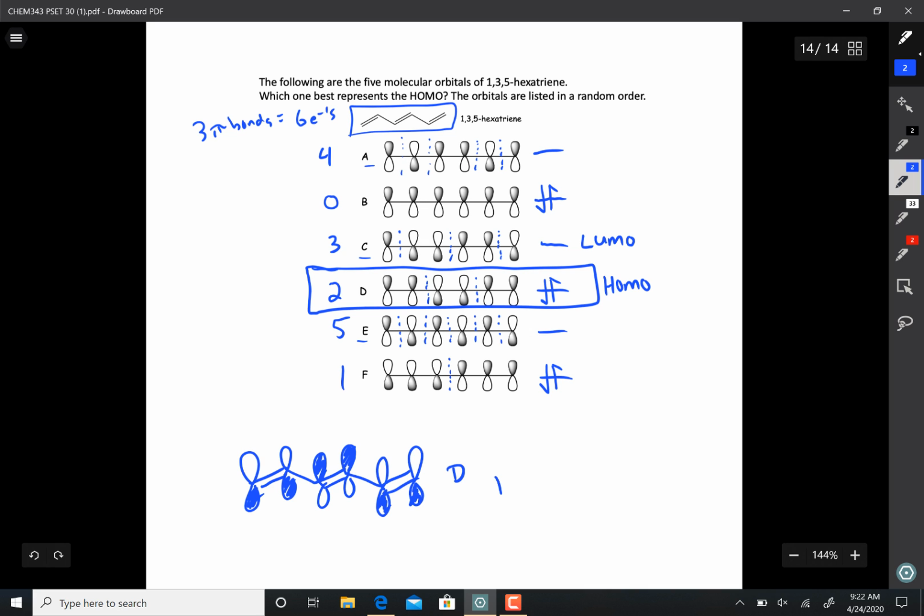That's a quick and dirty way of figuring out what the HOMO is, but that works only on this set of conditions right here. When it's an even numbered of carbons.